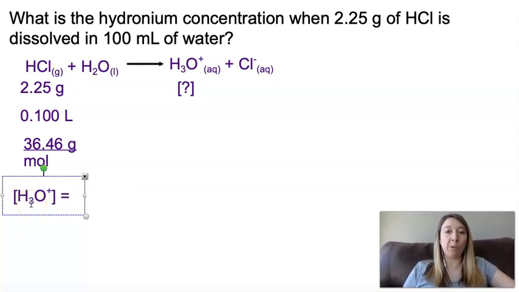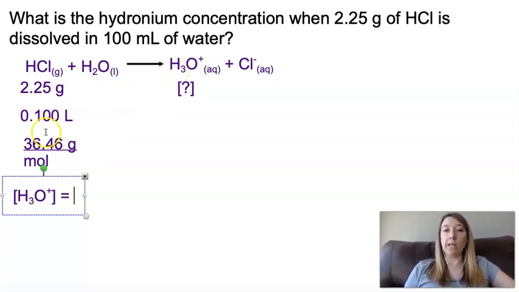Unit-wise, we want to get moles per liter, and specifically we want moles of hydronium. Same as before, I can choose a couple of things to start with. I can start by placing the moles of hydronium, or I can start by placing the liters. It doesn't really matter which one I choose. So let's start by placing the moles of hydronium.